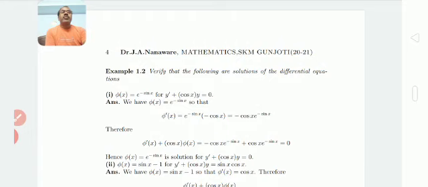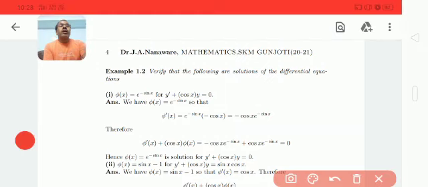If that function satisfies the given differential equation. So we use this idea, this definition, to verify that the given functions are the solutions of that differential equation. So here first example is, here the given function is phi of x is equal to e to the power minus sin x. So this will be a solution of differential equation y dash plus cos x into y is equal to 0.